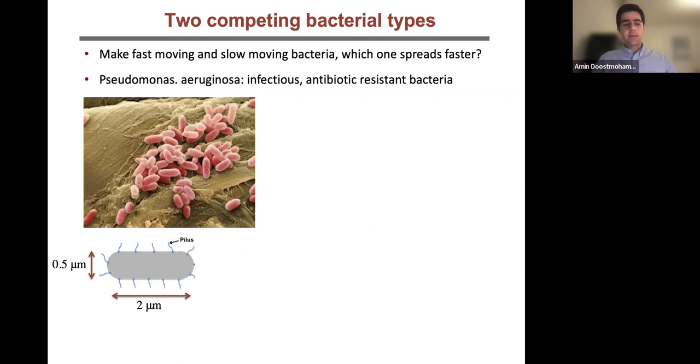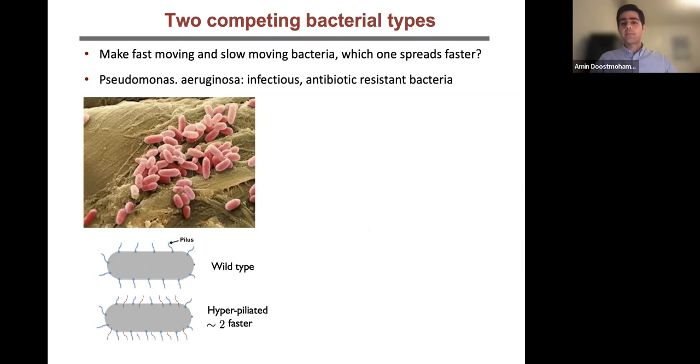And our collaborators make mutants of these bacteria that have more legs. And then you can check that these mutants individually move 2 times faster. Now, the question is, does moving individually 2 times faster give any advantage in terms of invading the space?